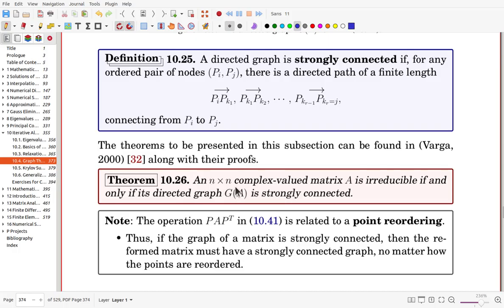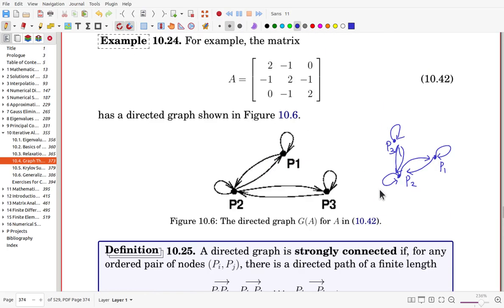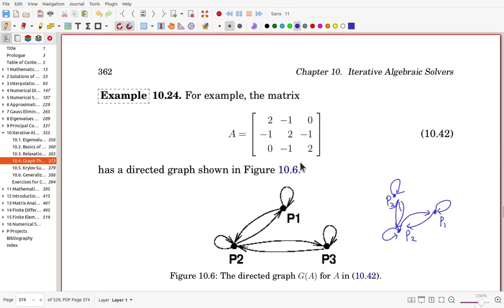A square matrix A is irreducible if and only if its directed graph is strongly connected. First of all, for this matrix, it is strongly connected so that it is irreducible.